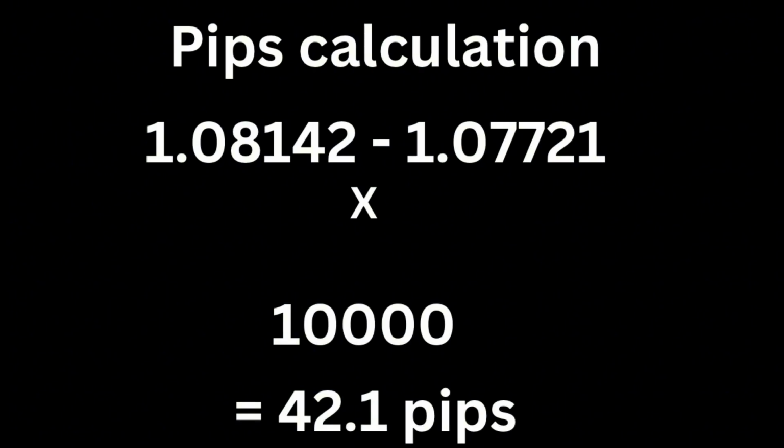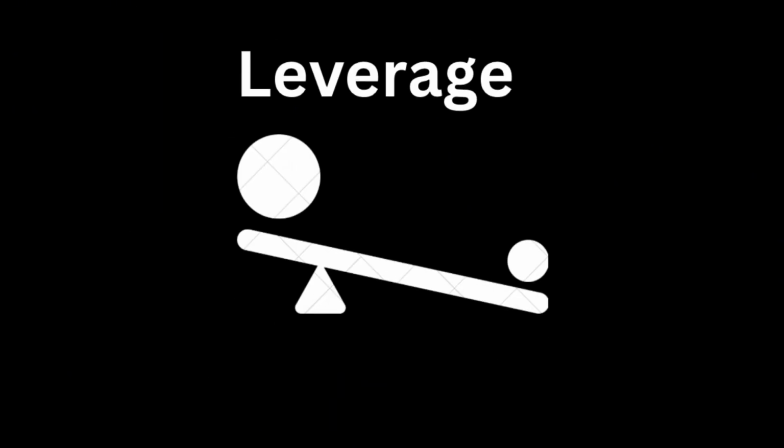That means if Euro USD moves from 1.07721 to 1.08142, it just made a move of 42.1 pips. Let's take the definition of what a leverage is.